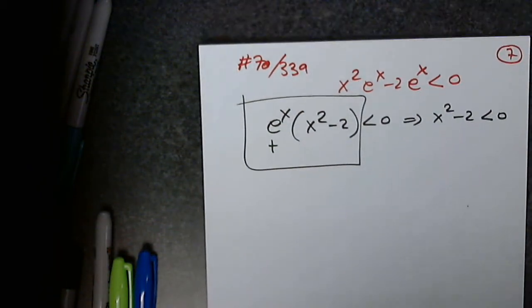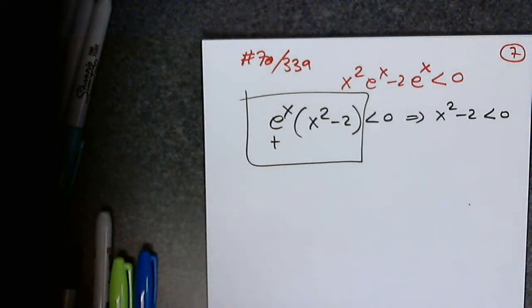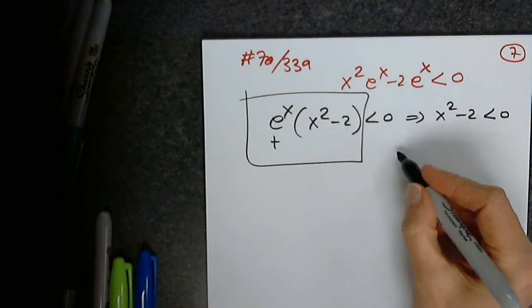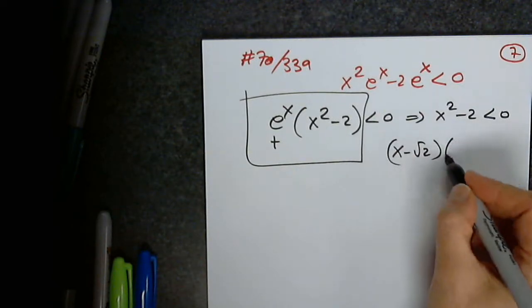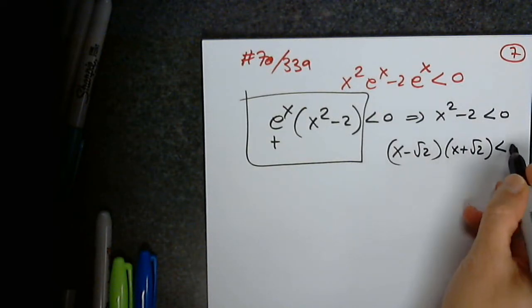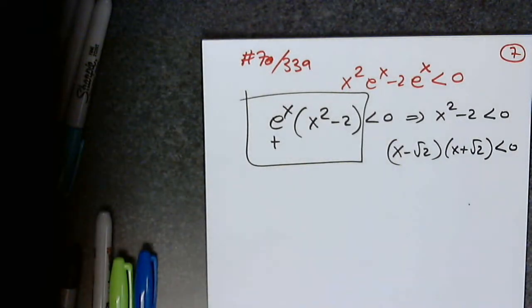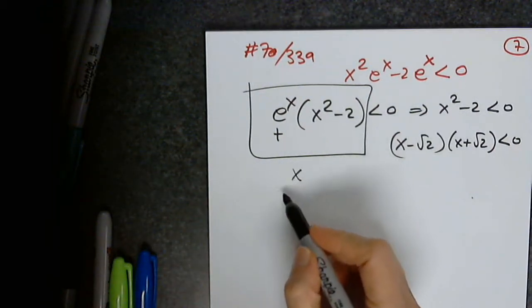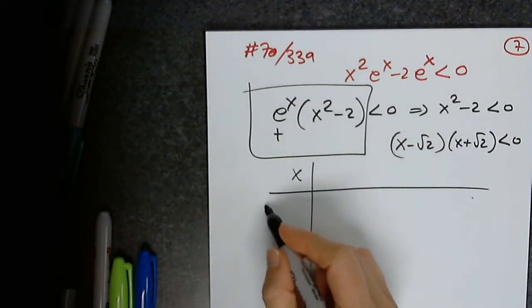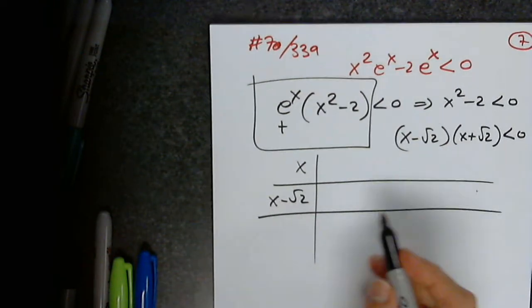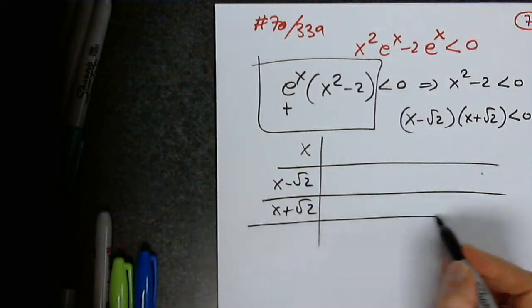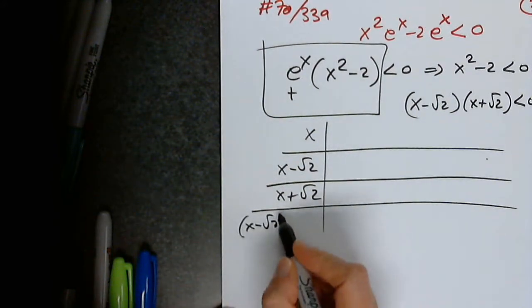And you can say, well, how do I factor this? Well, we normally don't think in terms of factoring this, but we can. It's x minus the square root of 2 and x plus the square root of 2. First term squared minus the second term squared. And then, yes, I can use the chart for x minus the square root of 2, x plus the square root of 2, and the product.